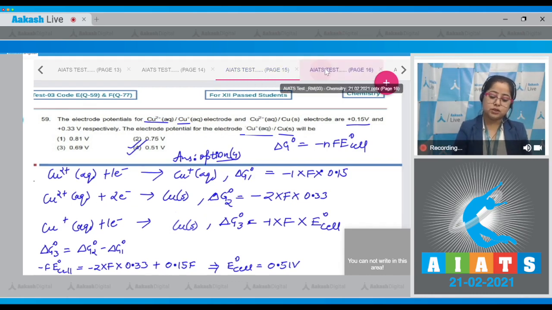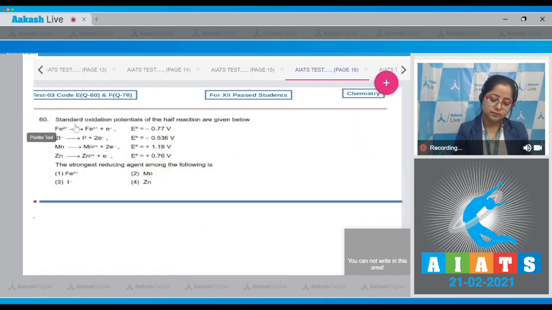Moving to the next question, students, which is question number 60. Let's read it. Standard oxidation potential of the half reactions are given below. We have to identify the strongest reducing agent among the following. Students, you need to keep in mind that in general, in such questions, we are given the reduction potentials. But in this question, we are given the oxidation potentials. And if oxidation potential is given, you need to keep in mind that the more the oxidation potential, the stronger the reducing power. So among the given options, the strongest reducing agent is Mn, since its oxidation potential is maximum. So the correct answer is option number 2.